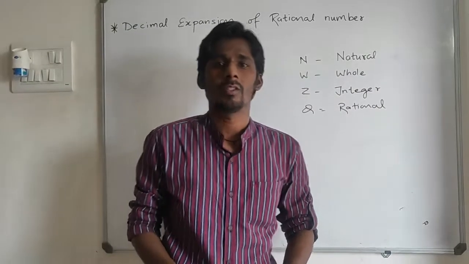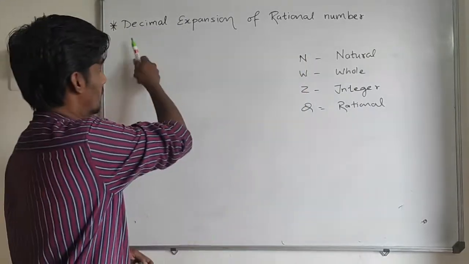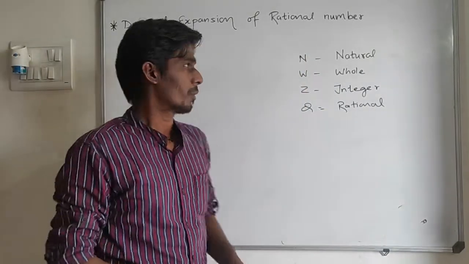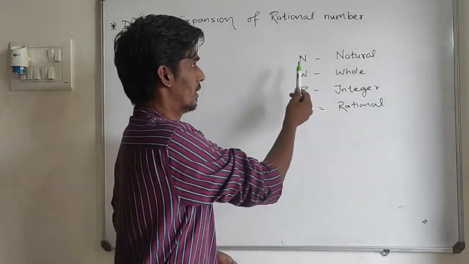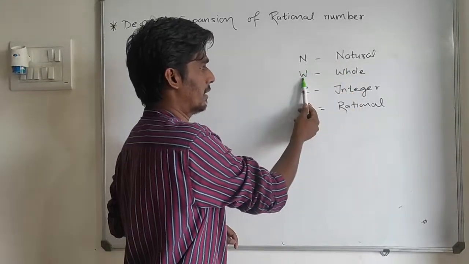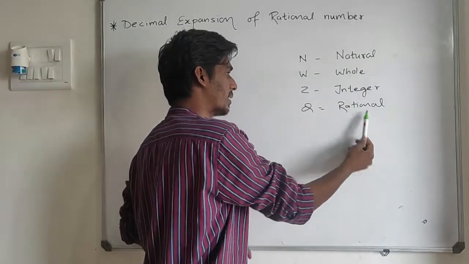Hello everyone. Today we are going to start our next topic, which is based on rational numbers, the decimal expansion of rational numbers. Before that, let's recap something which we have done in the last video. N stands for natural number, W stands for whole number, Z stands for integer, and Q stands for what?